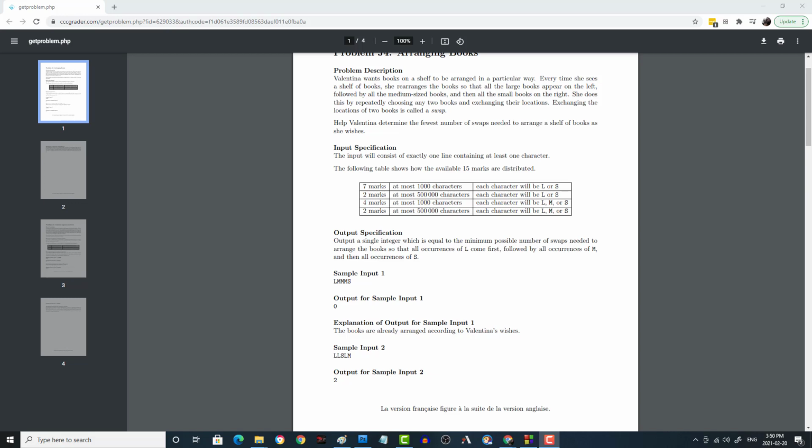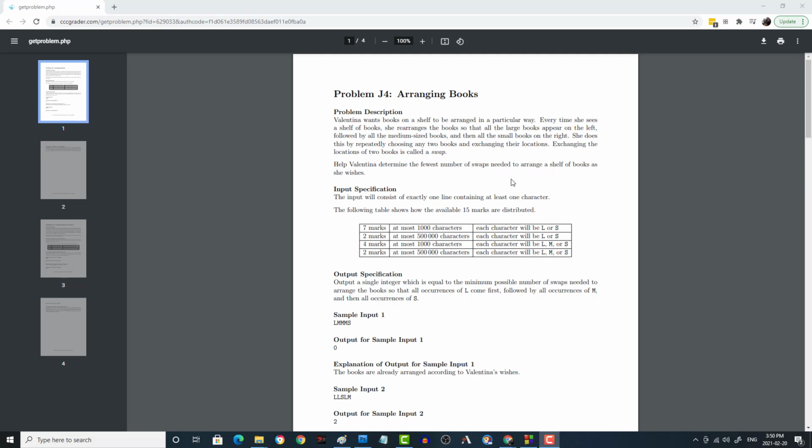In this video, we're going to be working on the University of Waterloo's Canadian Computing Competition Junior 4 2021 problem. So in this problem, basically, to put it quickly, they're going to give you a string. The string is going to be comprised of L's, M's, or S's. Sometimes there won't be any M's.